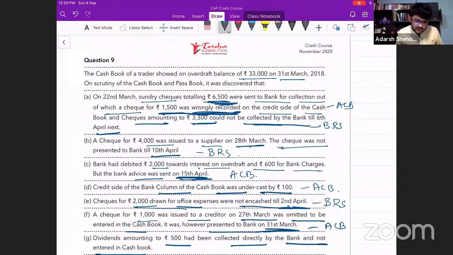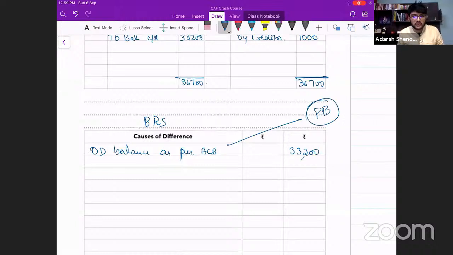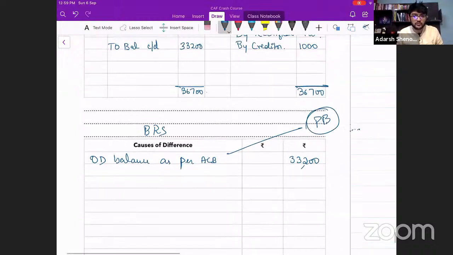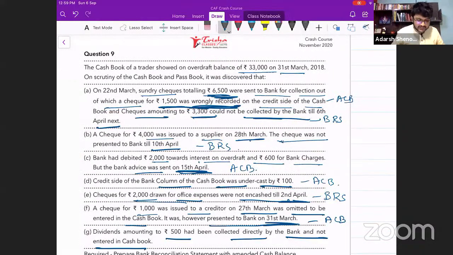Checks amounting to 3,300 could not be collected by the bank. Can you tell me which book has moved? If OD balance as per adjusted cash book, we have to think from the passbook point of view. Remember this, okay? OD balance as per cash book, that means passbook point of view, we have to think. Everyone, on your toes. We have just 1 minute left. We'll quickly finish this. So now what should we do?